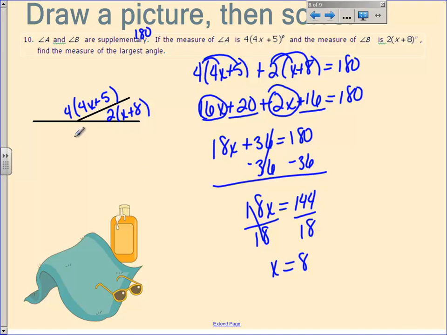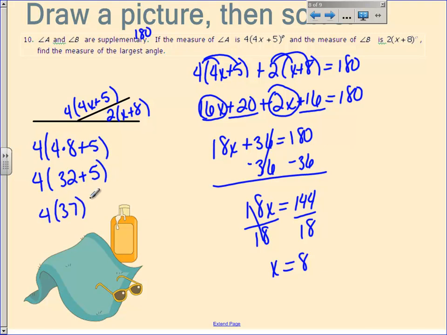Well, if you look at what you're given, this one is definitely going to be bigger than this one. So we're going to plug 8 into that. So we have 4 times 8 plus 5. And we're going to do that math. So I have 4 times 32 plus 5, which is 4 times 37, which equals 148 degrees. So the largest angle is going to be 148 degrees.